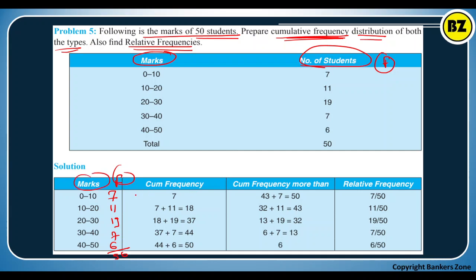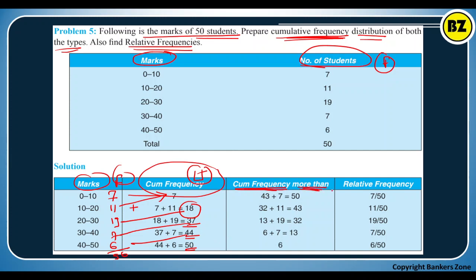How can you do it? Take the first as it is. Now 7 plus 11, the total will be 18, 18 plus 19, total will be 37, 37 plus 7 is 44, 44 plus 6 is 50. Okay, so this is the cumulative frequency for less than. Now find the cumulative frequency for more than.